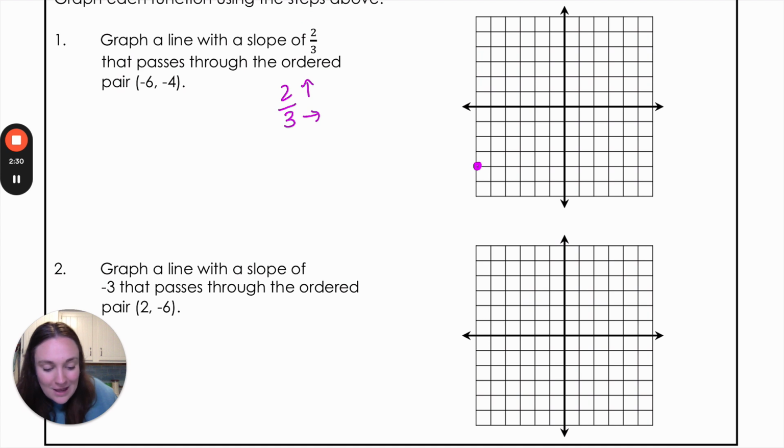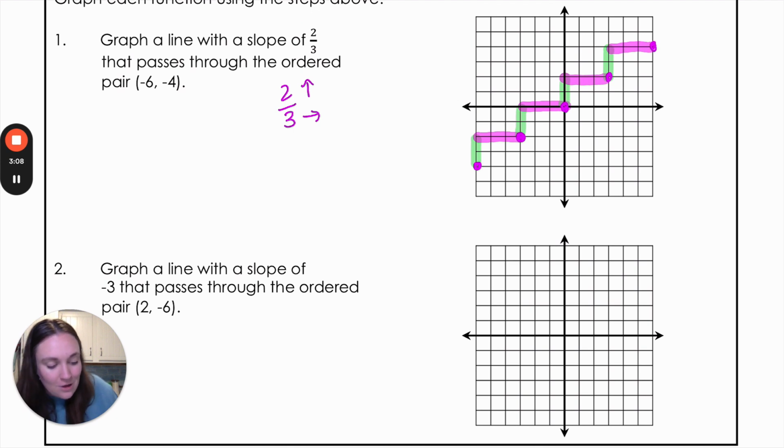So let's go ahead and use that rise over run. We're going up 2, over 3, make a point, and we're going to keep going. Up 2, over 3, make a point. This one's right on the origin. I'm going to keep going as far as I can. Up 2, over 3. And it looks like I can squeeze in one more. Up 2, over 3. Make a point.